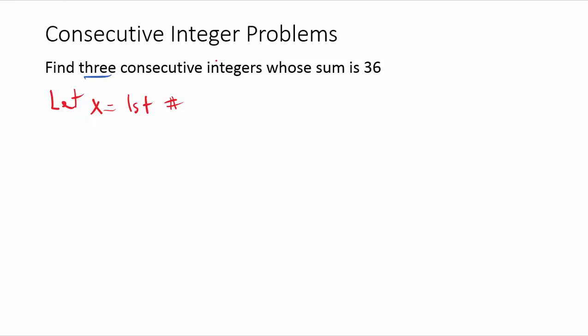Just a quick refresher, consecutive integers are numbers like 1, 2, 3, 4, and so on. They're numbers that go in order. So if I just wanted to pull 3 consecutive integers out of a hat, I could do like 9, 10, 11. The problem with 9, 10, and 11 is they don't add up to 36. So I'm going to need to find 3 numbers that add up to 36 that go in order like this.